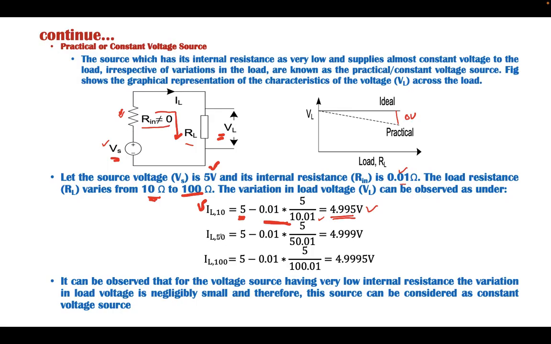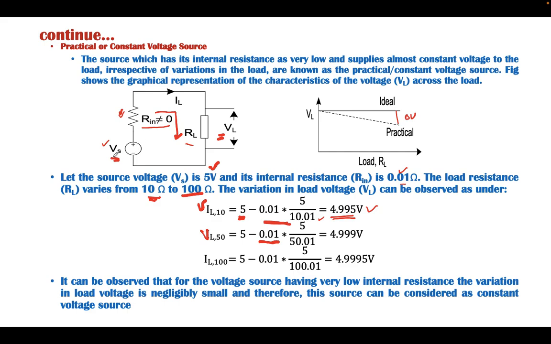Now if we change the load resistance from 10 ohm to 50 ohm, then the voltage across the load will be as follows. This is the current in this circuit, multiplied by 0.01, the resistance of this element. Then we can find the voltage drop in this element.